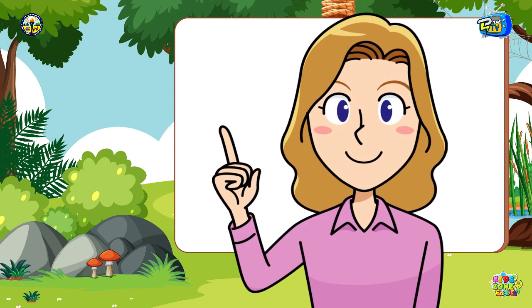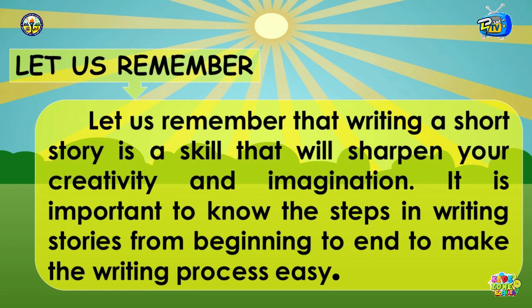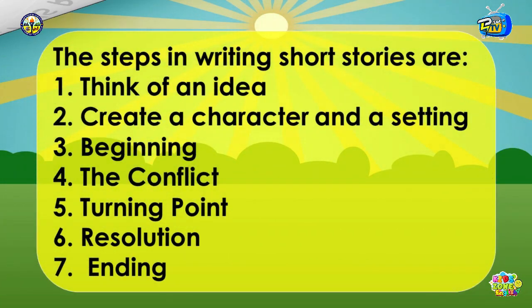Now, let's have a short recap for our lesson today. Kids, let us remember that writing a short story is a skill that will sharpen your creativity and imagination. It is important to know the steps in writing stories from beginning to end to make the writing process easy. The steps in writing stories are: think of an idea, create a character and a setting, beginning, the conflict, turning point, resolution, and ending. Congratulations, kids! You did a great job today!